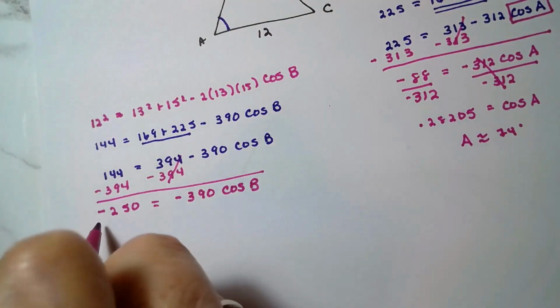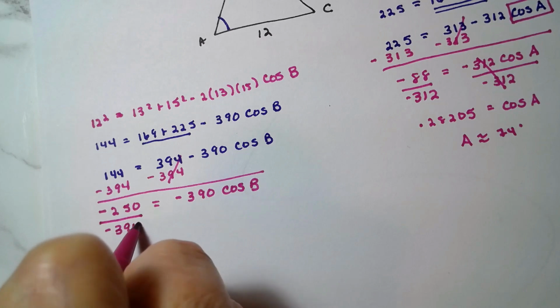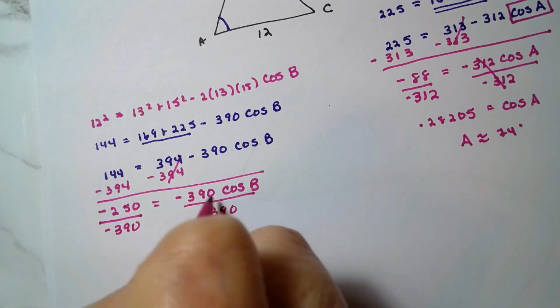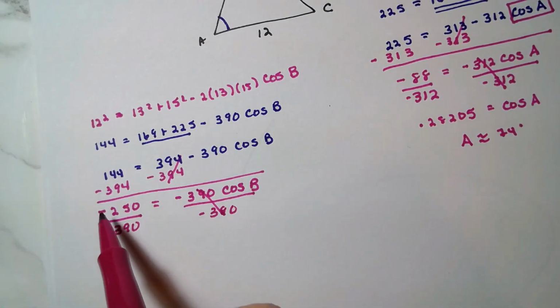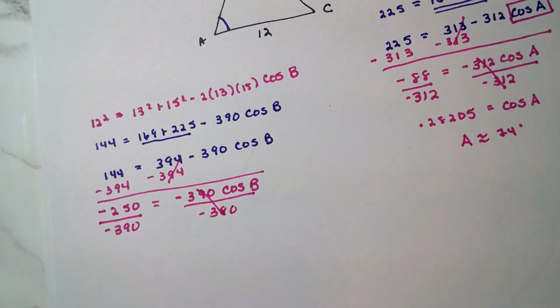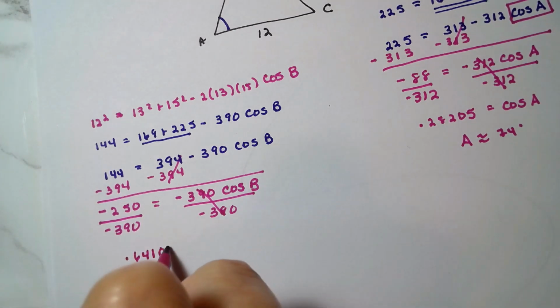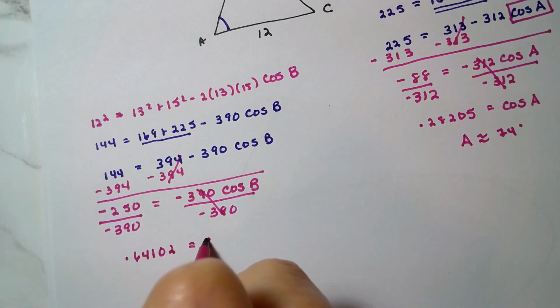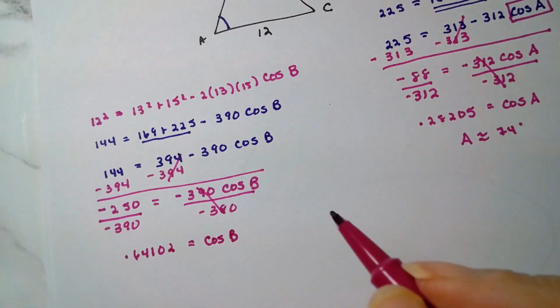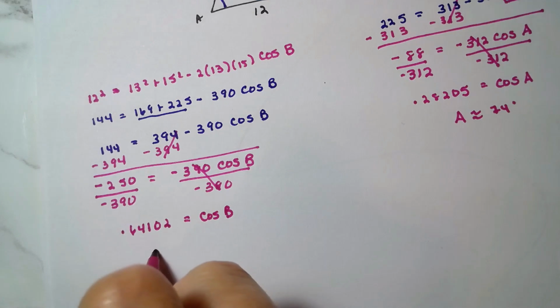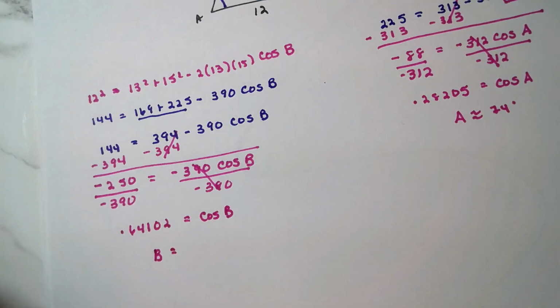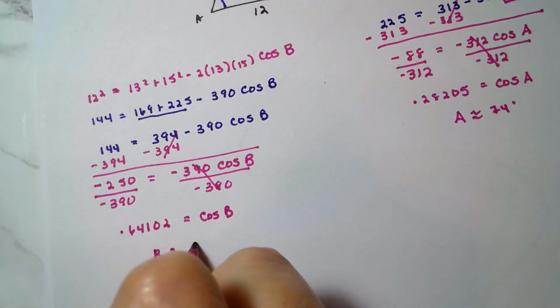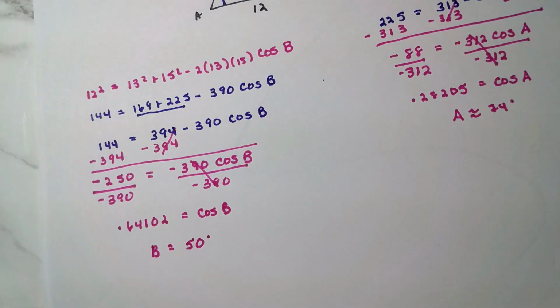So now I'm going to divide both sides by negative 390 to get cosine of B by itself. Remember, a negative divided by a negative is going to give you a positive. So 250 divided by 390 gives us 0.64102. And now I'm going to take that inverse on my calculator. I'm going to do second cosine, second answer, and B is about 50 degrees.